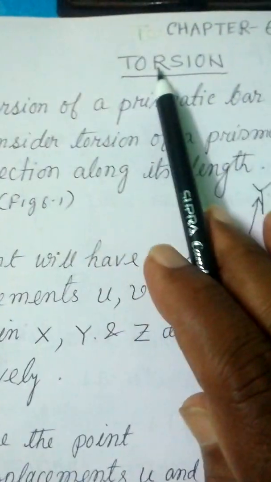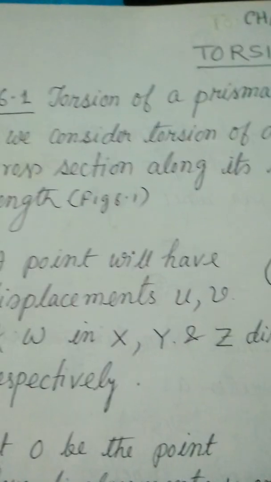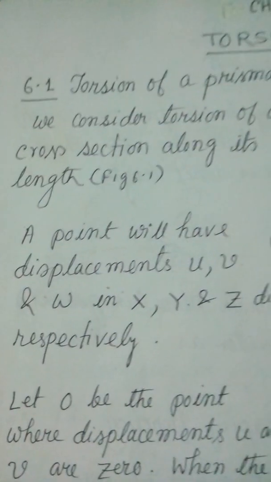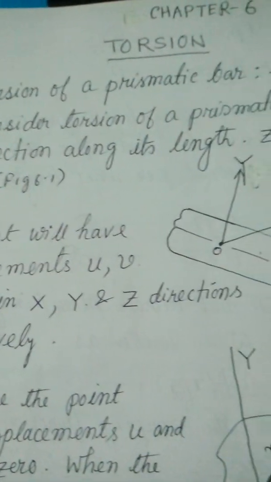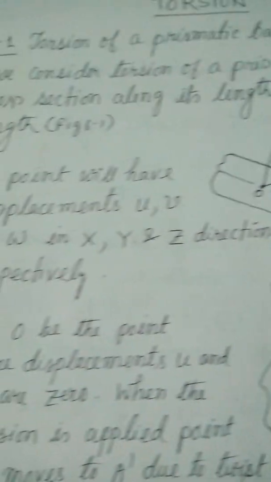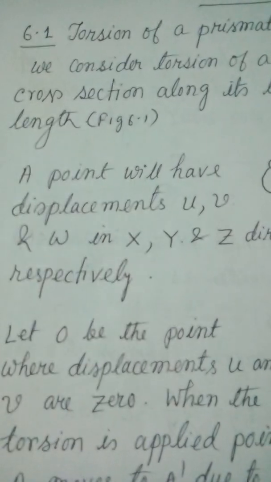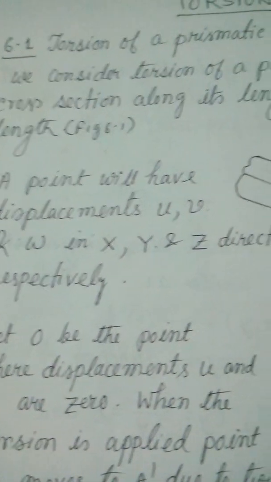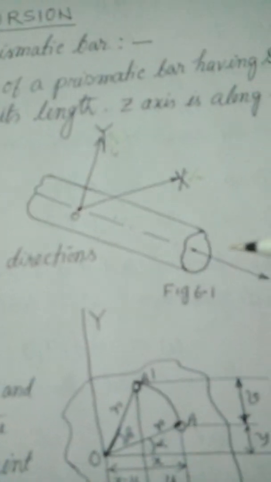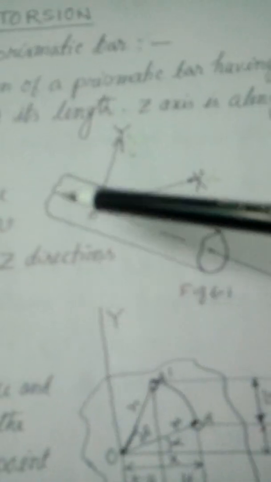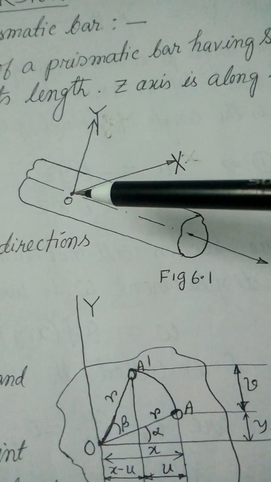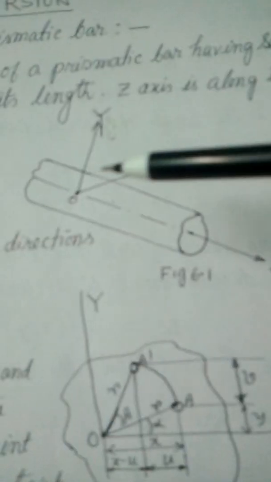Torsion of a prismatic bar. Okay, now this is the figure, and this direction, the lengthwise direction, is the z direction, x is this and y is this.